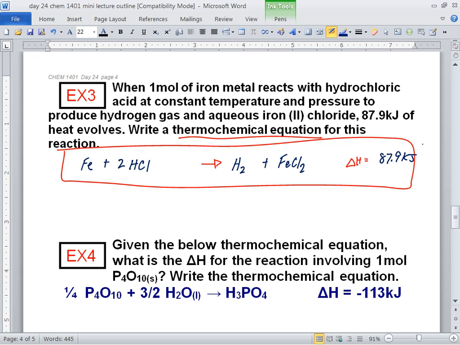Lorena, this is all your work for you. Actually, you should have a little more on here. These thermochemical equations are really big on subscripts. It said iron metal, so you should have a solid. And what was HCl? Hydrochloric acid, so I guess you write aqueous, right? And then that's a gas. And aqueous iron(II) chloride, so that's aqueous.